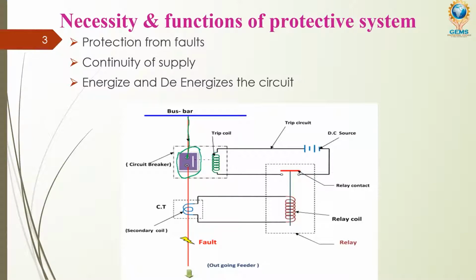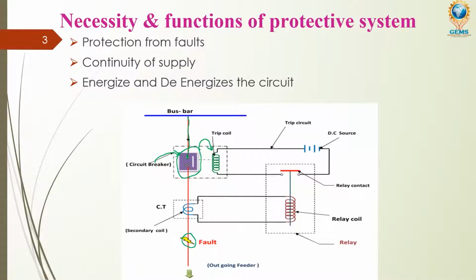Inside this circuit breaker we have one trip coil. In this transmission line, this is one outgoing feeder, means from this bus bar we have connected one feeder. We are taking one feeder, we are sending to one city. Suppose the fault is happened here, and the fault occurred here.